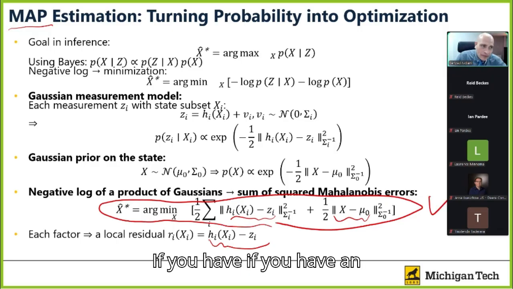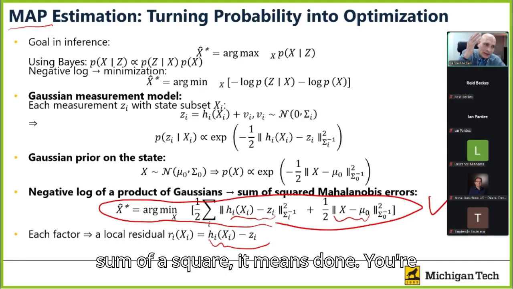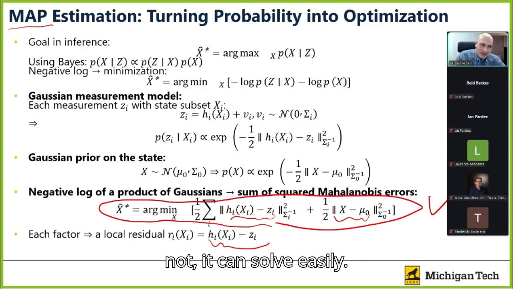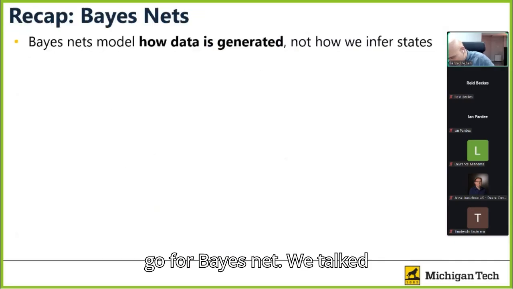If you have an optimal value equal to arg min of a sum of squares, it means done. It can be solved easily. Okay, that's very important. Okay, let's go for Bayes net.